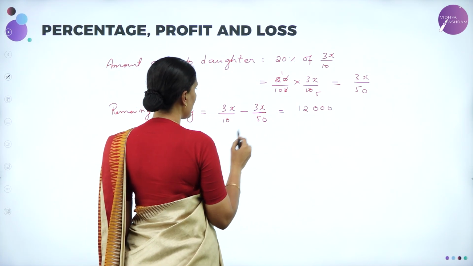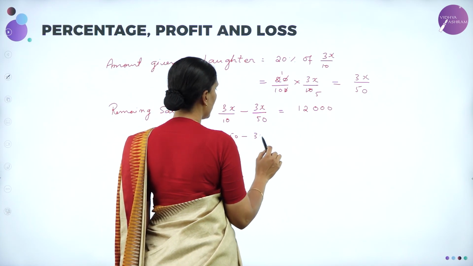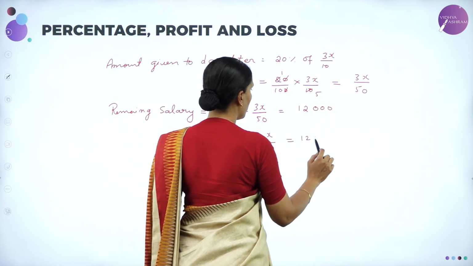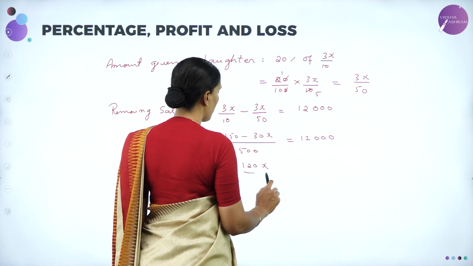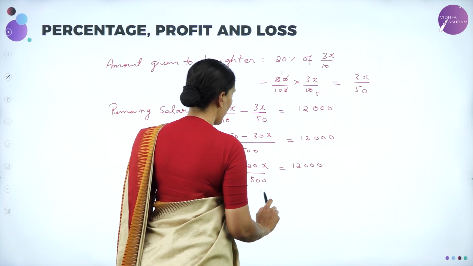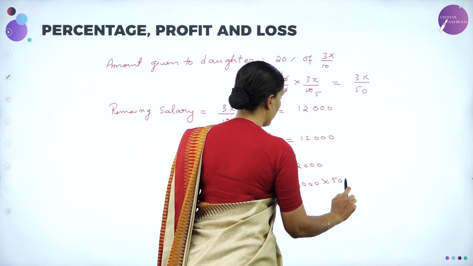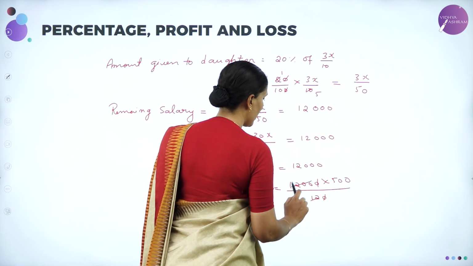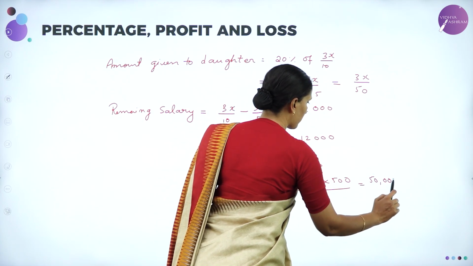Now, subtracting this, we'll get 150x minus 30x divided by 500 is equal to 12,000. So, 120x by 500 is equal to 12,000. So, x is equal to 12,000 into 500 whole divided by 120. So, cancelling this, we'll get the value as 50,000.